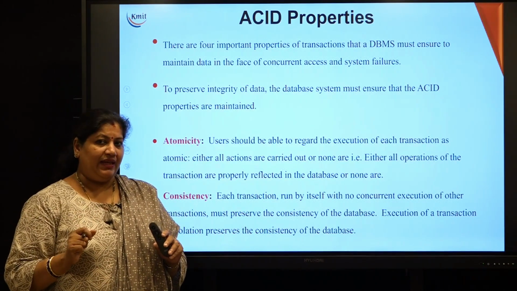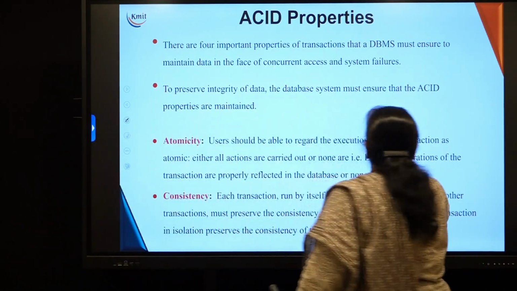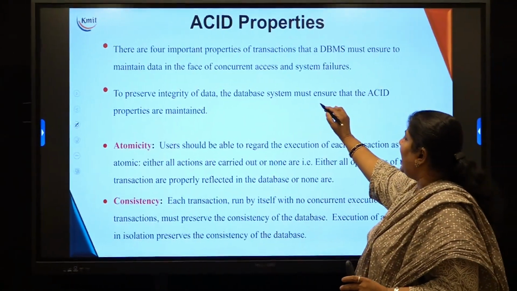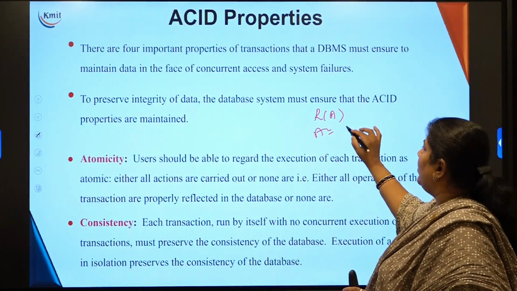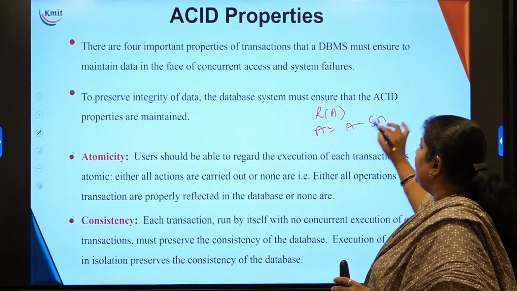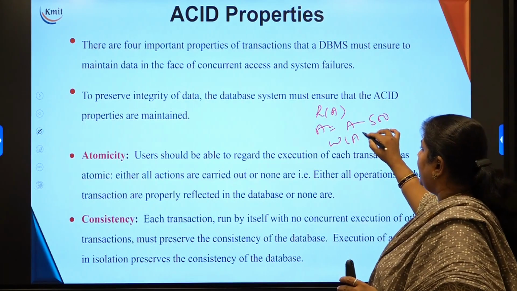Now, what does it mean? Say, for example, in our previous example, I just took it as a read of A, then we are saying A equal to A minus 500, then we are saying write of A.